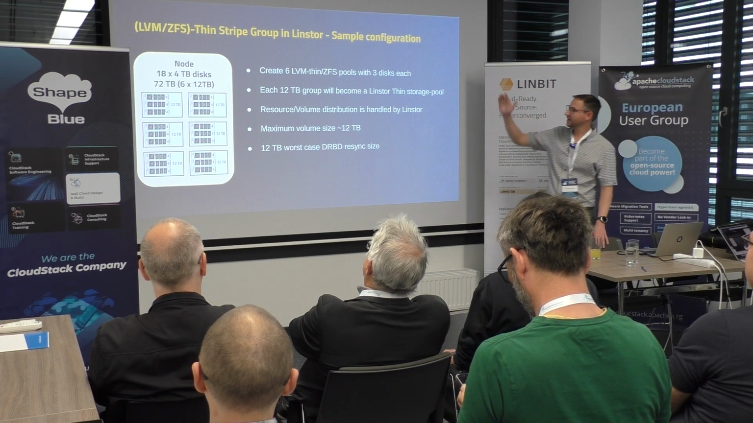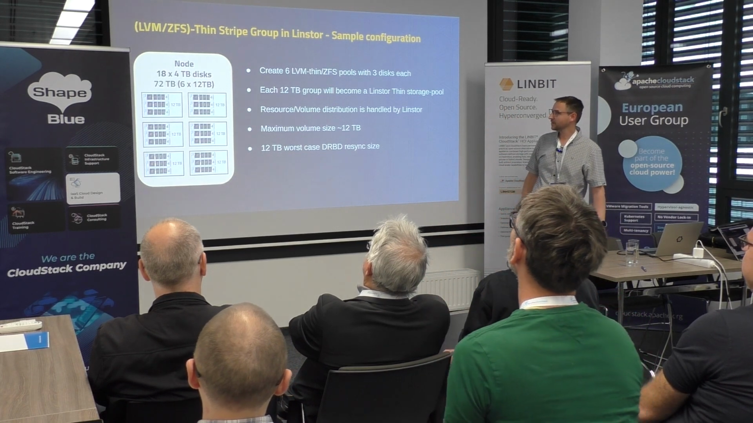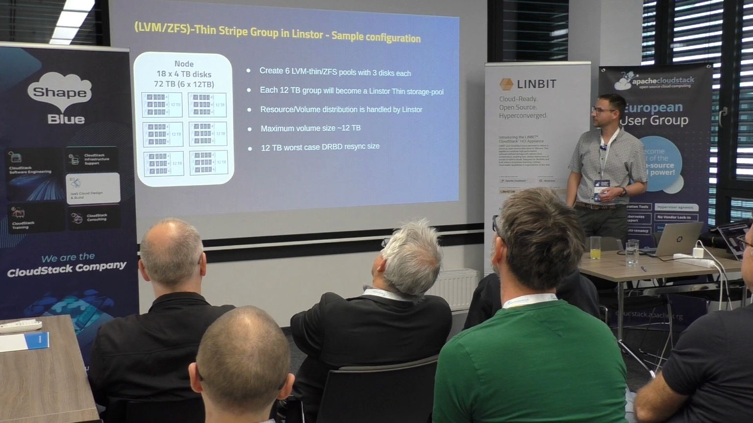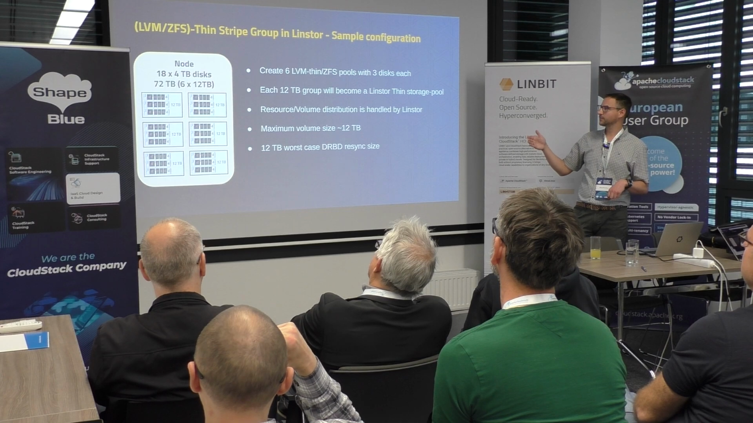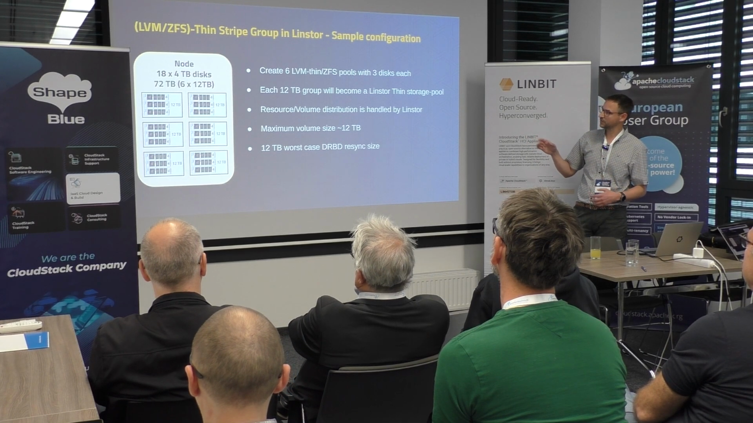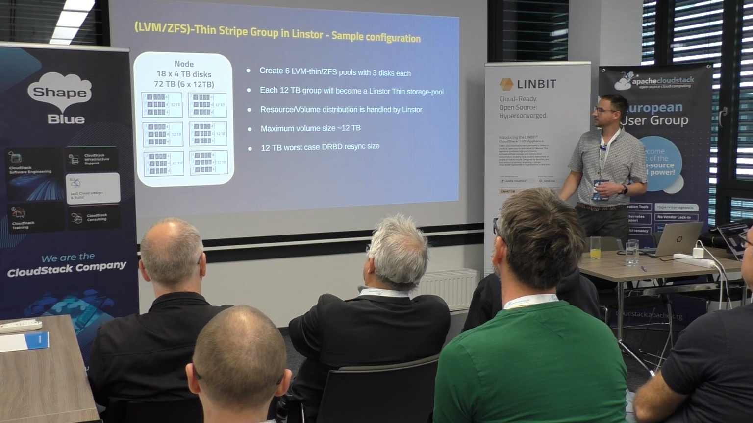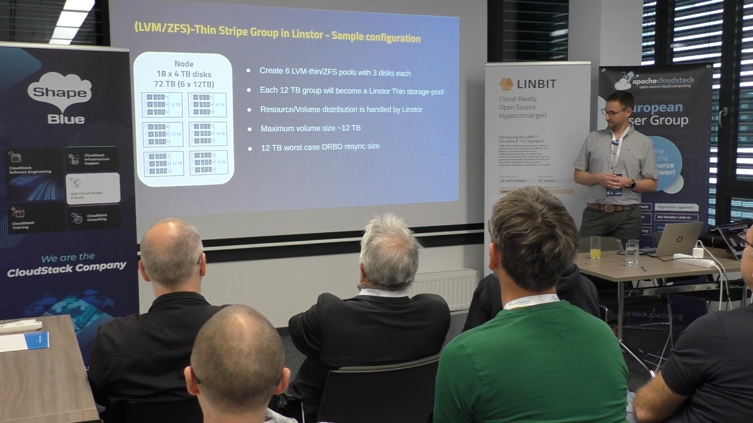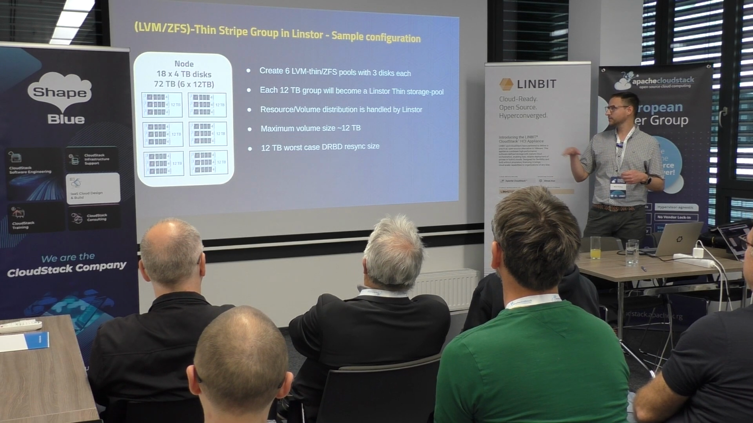So if you have a setup with 18 4 terabyte disks, you would have 72 terabytes in complete storage capacity. Then you could split it up into 6 pools with 12 terabytes, which would be 3 disks each, or 3 NVMEs each. And we would just create 6 LVM-Thin pools, for example. Then each of them would be added to LINSTOR, and LINSTOR would handle the distribution of the volumes.